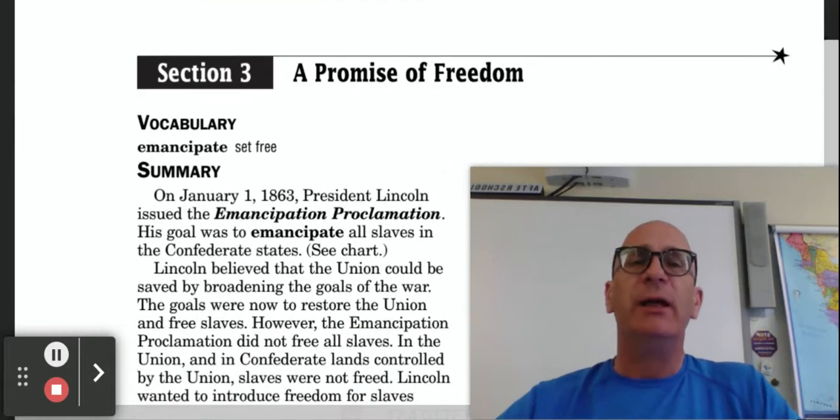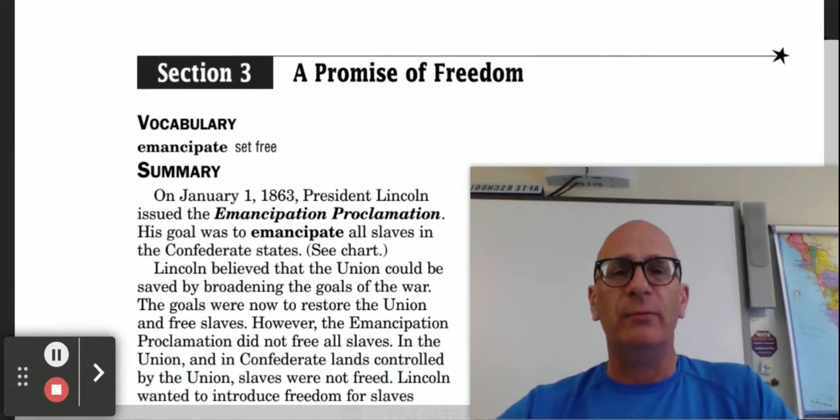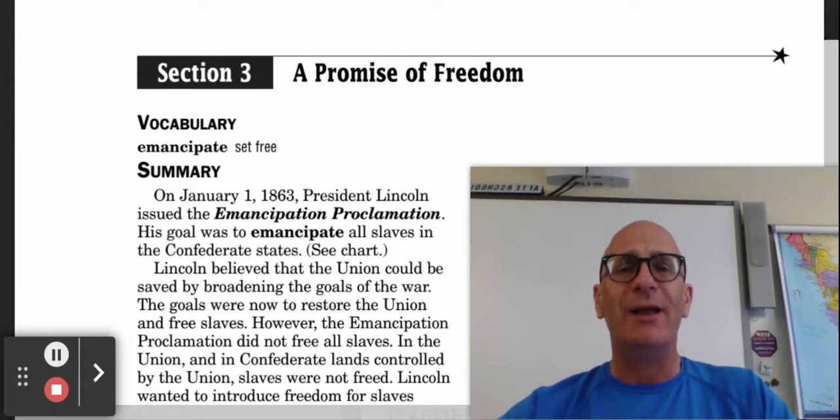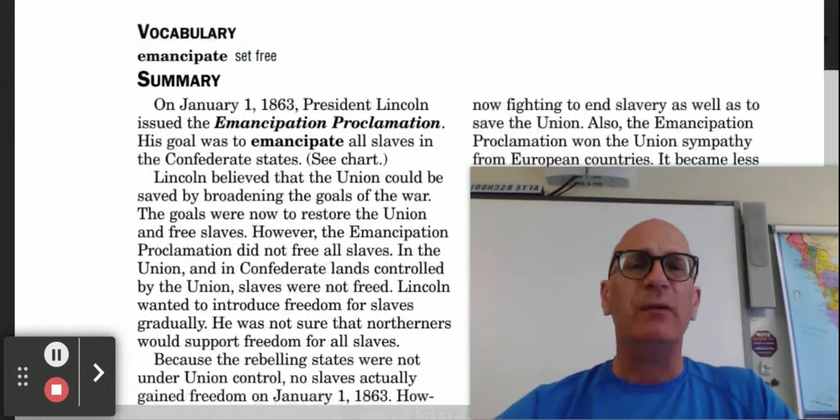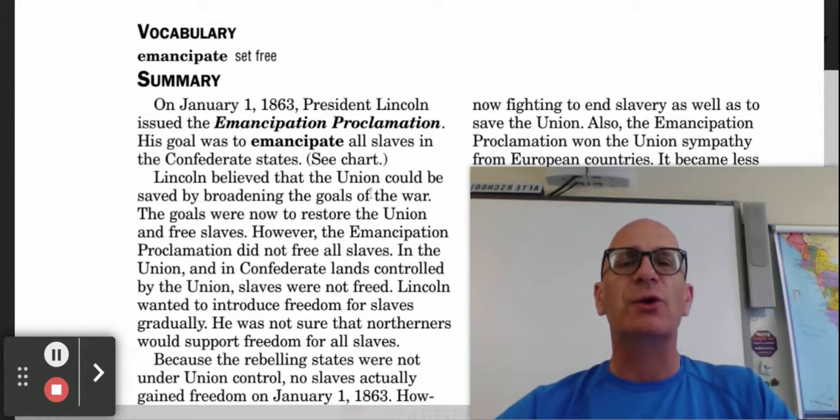Let's take a look at the reading here on A Promise of Freedom. On January 1st, 1863, President Lincoln issued the Emancipation Proclamation. And his goal with the Emancipation Proclamation was to emancipate or free all slaves in the Confederate States. We will look at the chart in a moment and further explain exactly what Lincoln is actually accomplishing with the Emancipation Proclamation.